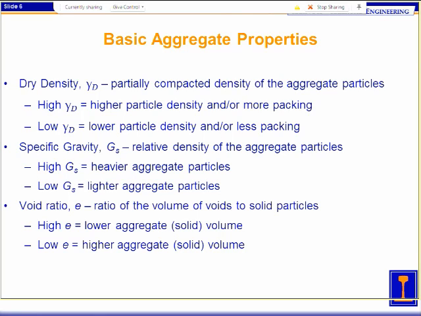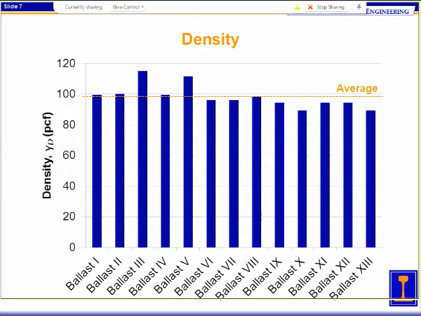Higher means denser packing, lower means looser packing. Specific gravity is the relative density of the aggregate particles themselves. Void ratio is the ratio of the voids in the aggregate matrix to the solid particles. So generally, if you have a high void ratio, you have more voids in your matrix. So really quick, here's our density.